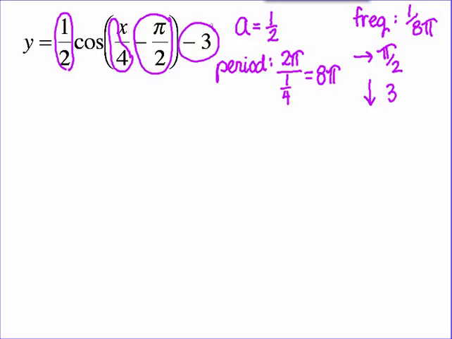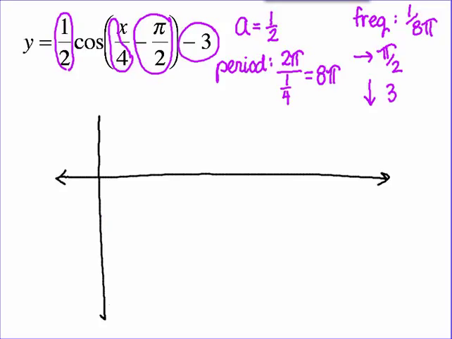So let's go and start graphing that. That's going to be lots of fun. Let's start with your axes. Okay, so first of all, I'm going to shift to the right, pi over 2.